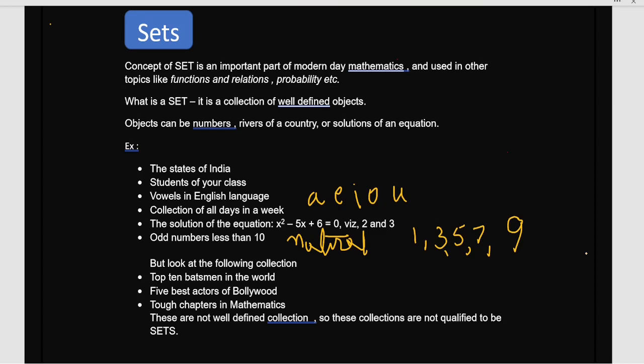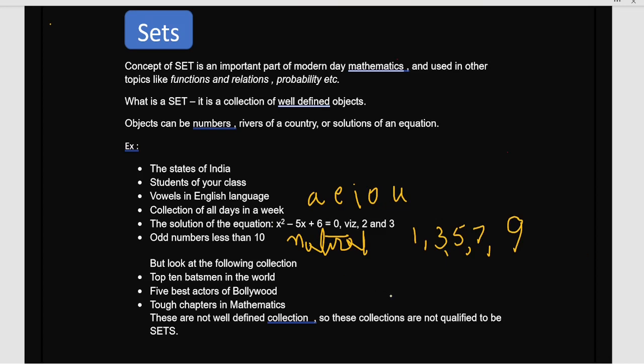Now all these qualify to be sets; that means they are well-defined collections of objects. Now take a different example: the 10 top batsmen. I ask you who the 10 top batsmen are. You will start with Virat Kohli. Your friend will say, oh no, Sachin Tendulkar was the best. The third person says Dhoni is the best. So there is no consistency. The response varies from person to person. So that is not a well-defined set.